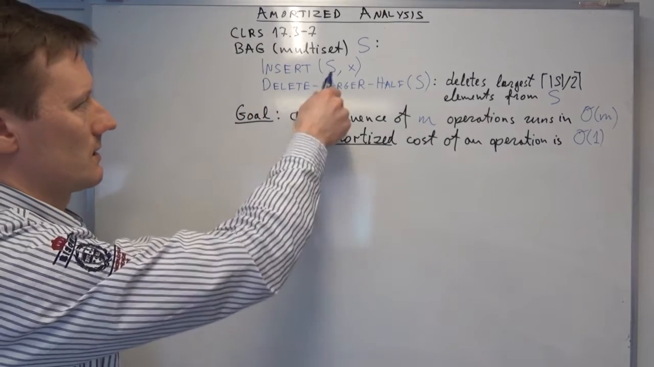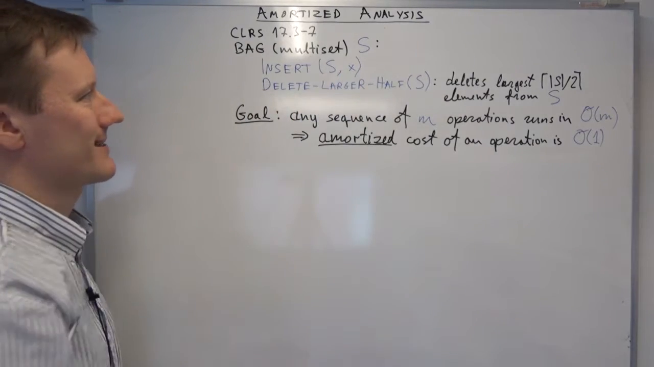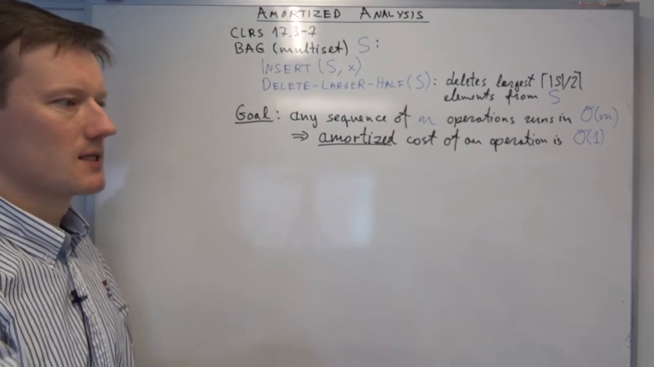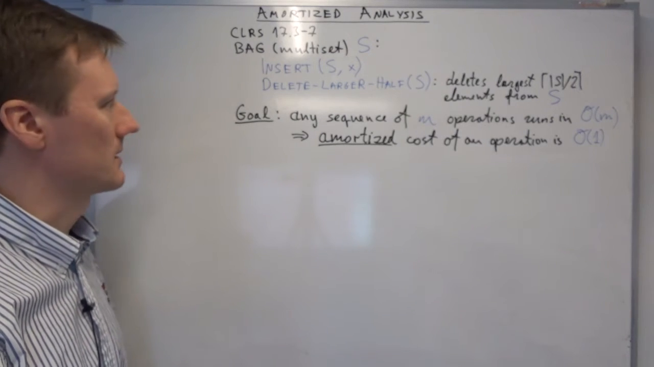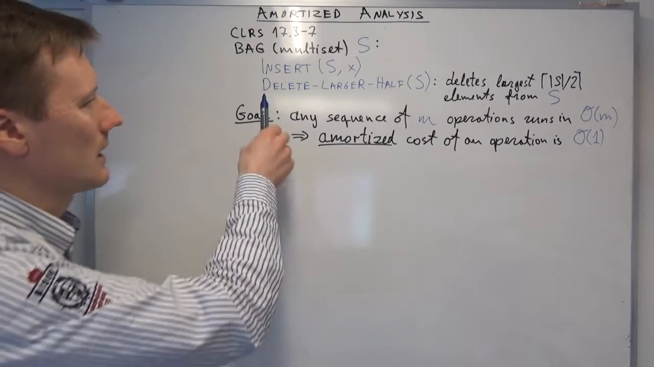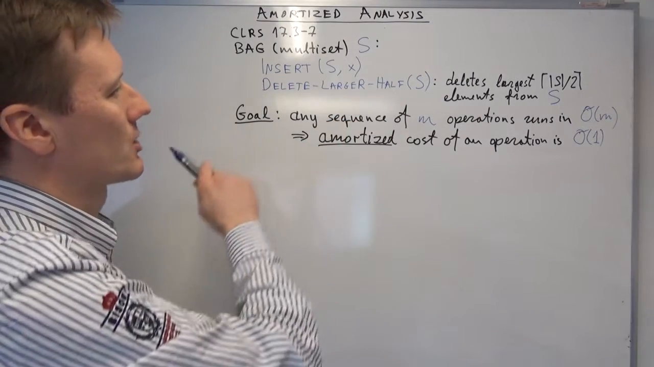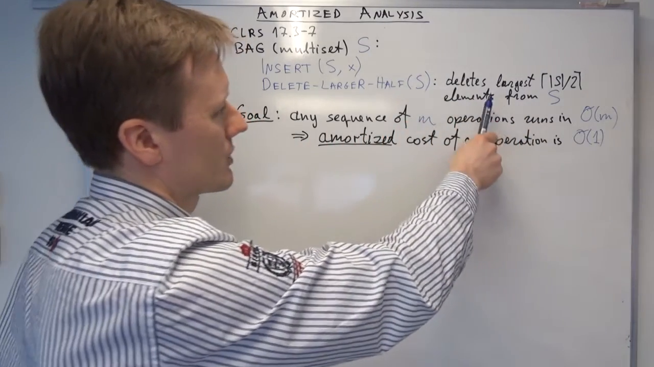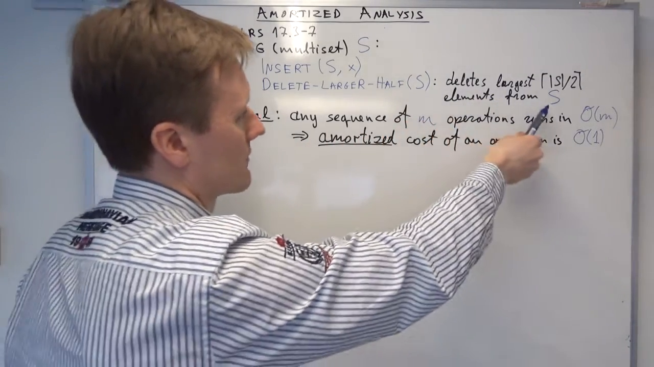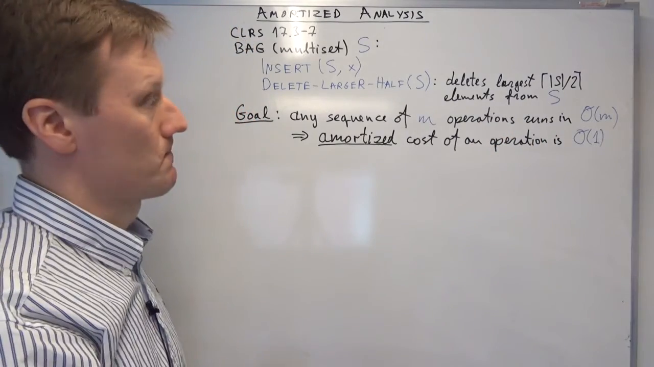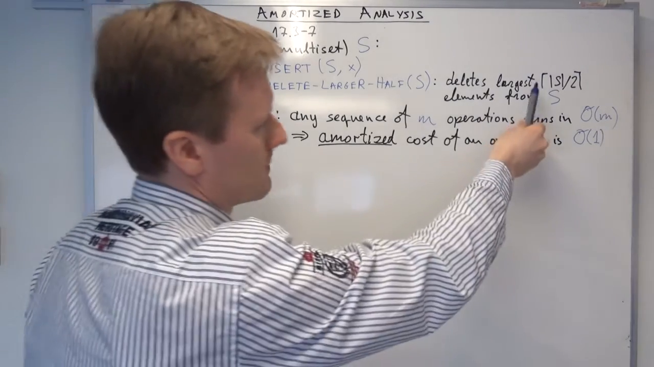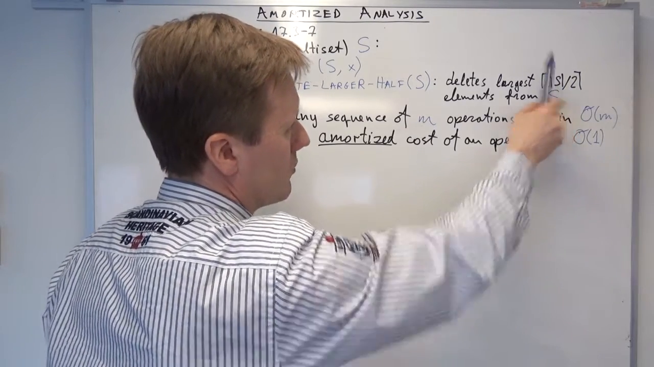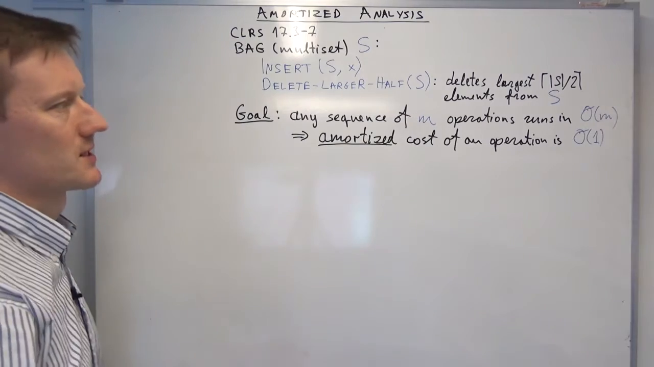One is insert X into S, into this multi-set. Multi-set means that we can have several copies of the same element in the set. And then delete larger half just deletes the largest half of the elements from the set S and prints them out. Specifically, it deletes the ceiling of size of S divided by 2 elements.